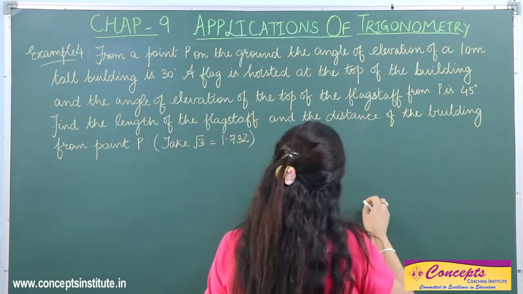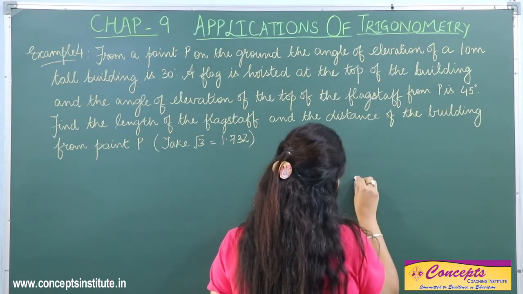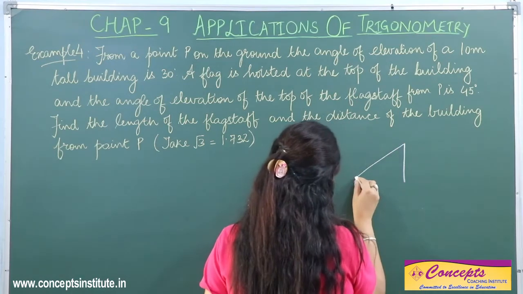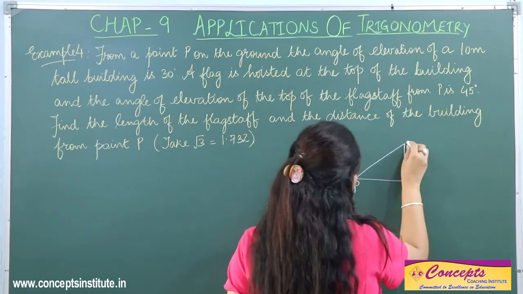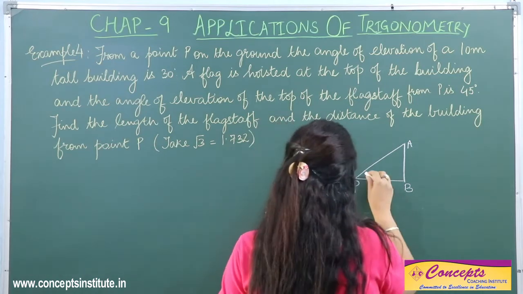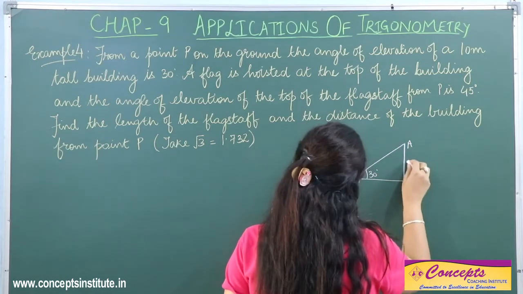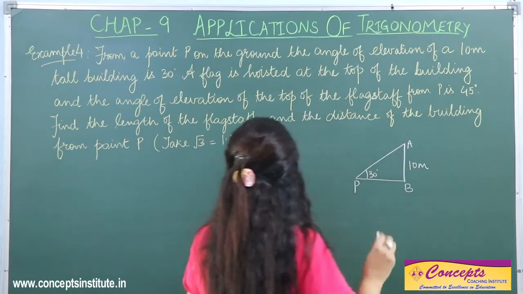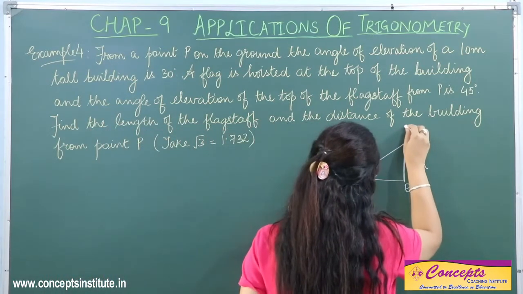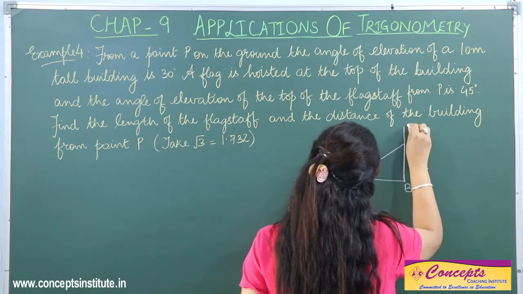So, from a point P on the ground, let's just take a point P on the ground. From a point P on the ground, the angle of elevation of the top of a building. So, I am just taking this AB as the building, right. So, this angle of elevation is given to me as 30 degree and the height of the building is also given to me as 10 meter. Now, a flag is hoisted at the top of the building. That means on top of this a flag is hoisted. So, let me just extend it and take a point D.